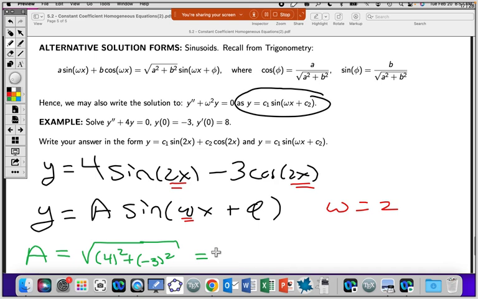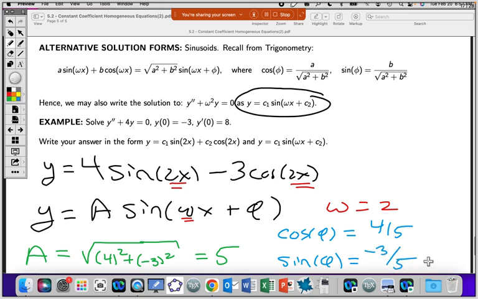Yeah, 5. Okay. And then we look at the angle, figure out what the phase angle is. Cosine of phi is going to be a over that squared. So it's the coefficient, what was attached to the sine. So that's going to be 4/5. The sine of phi, you look at what was attached to the cosine, and then divide by the new amplitude.